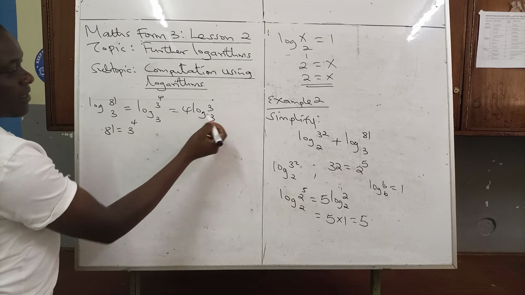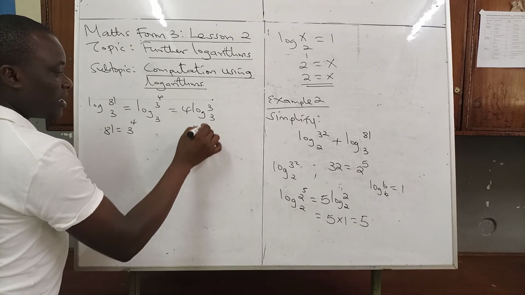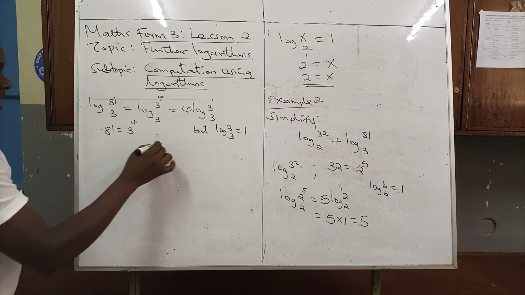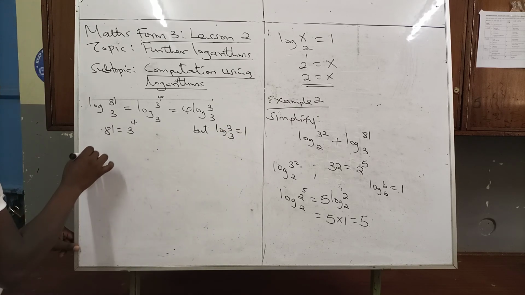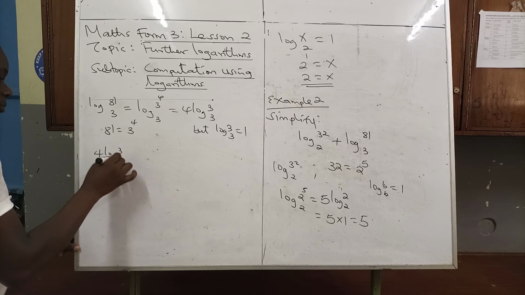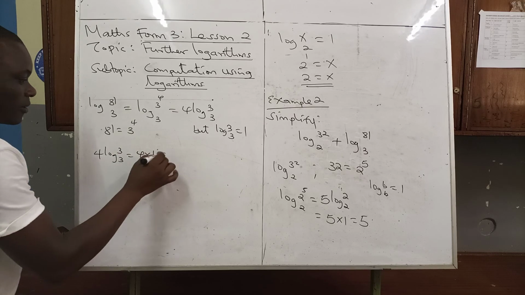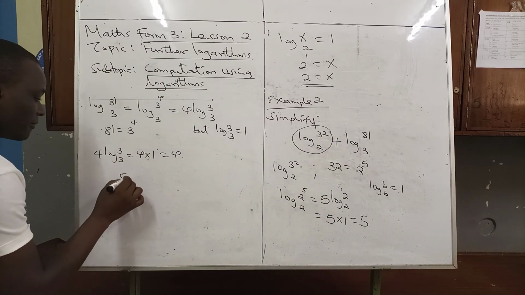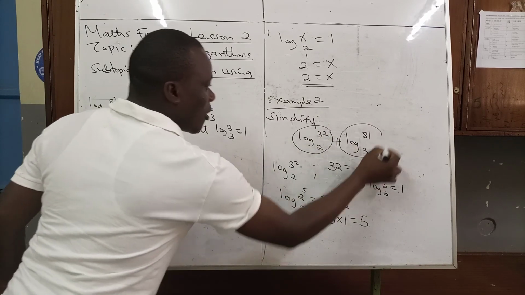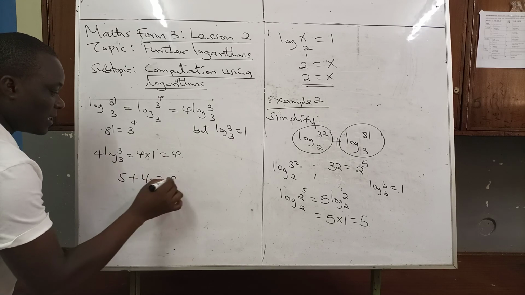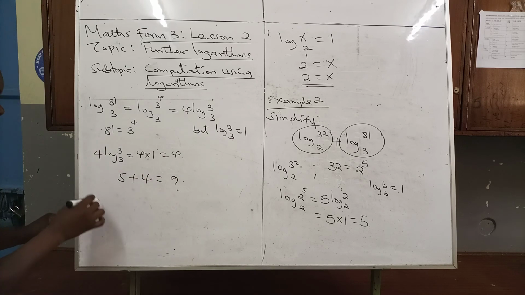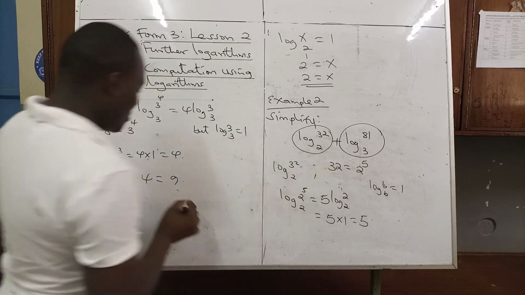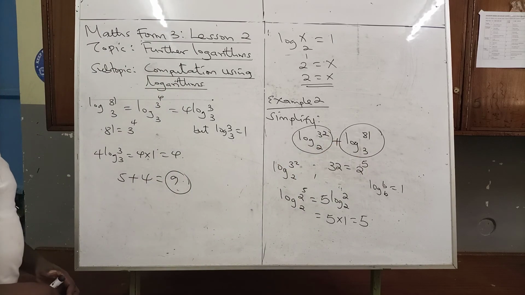Since these numbers are the same, log 3 to base 3 is equal to 1. So now I can comfortably say that 4 log 3 to base 3 is the same as 4 times 1, which is the same as 4. For this one we obtained 5, and for this one we have now obtained 4. So when you add them, you get 9. That means log 32 to base 2 plus log 81 to base 3 will finally give you 9.